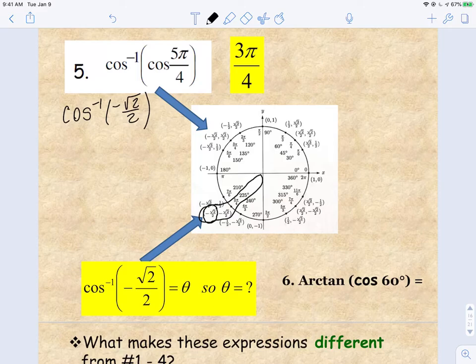Now I'm looking for the inverse cosine of negative root 2 over 2. That means at what angle is the cosine a negative root 2 over 2? Since the inverse of cosine is restricted to quadrants 1 and 2, and this is a negative, we're going to be looking in quadrant 2 for our negative cosine values, and we have that right here. And so that's occurring at 3 pi over 4, or 135 degrees.